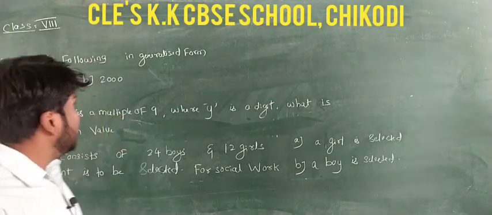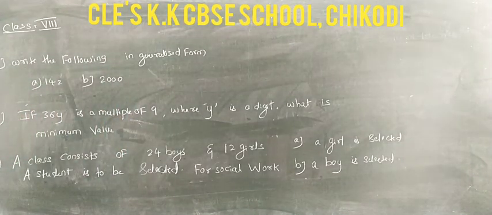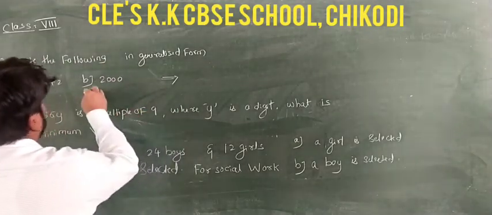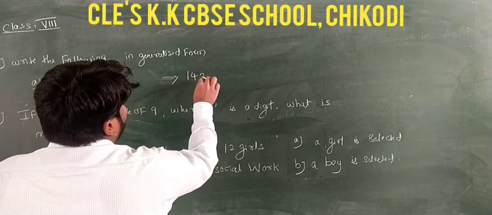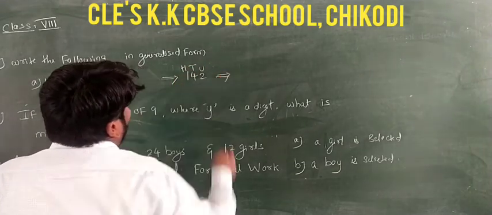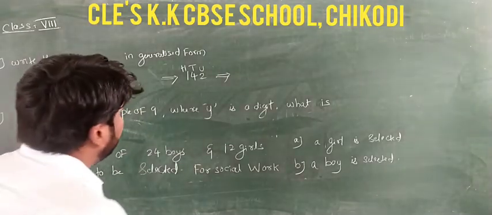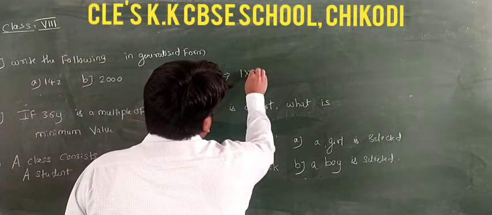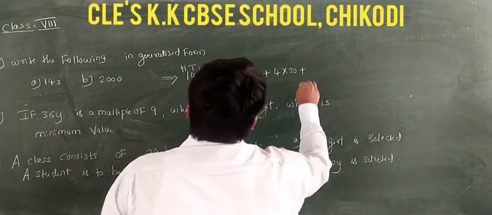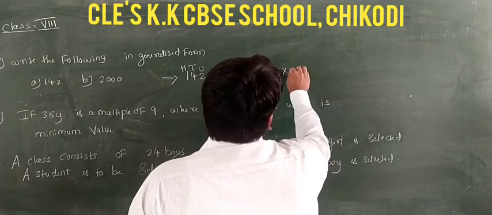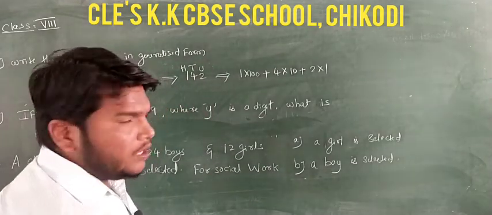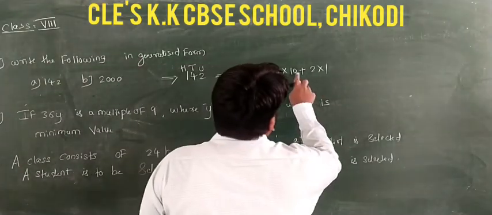The first question says, from playing with numbers, write the following in generalized form. The first number is 142. I will consider the unit place, tens place and hundred place. I will write this as 1 into 100 plus 4 into 10 plus 2 into 1. So this is the generalized form.